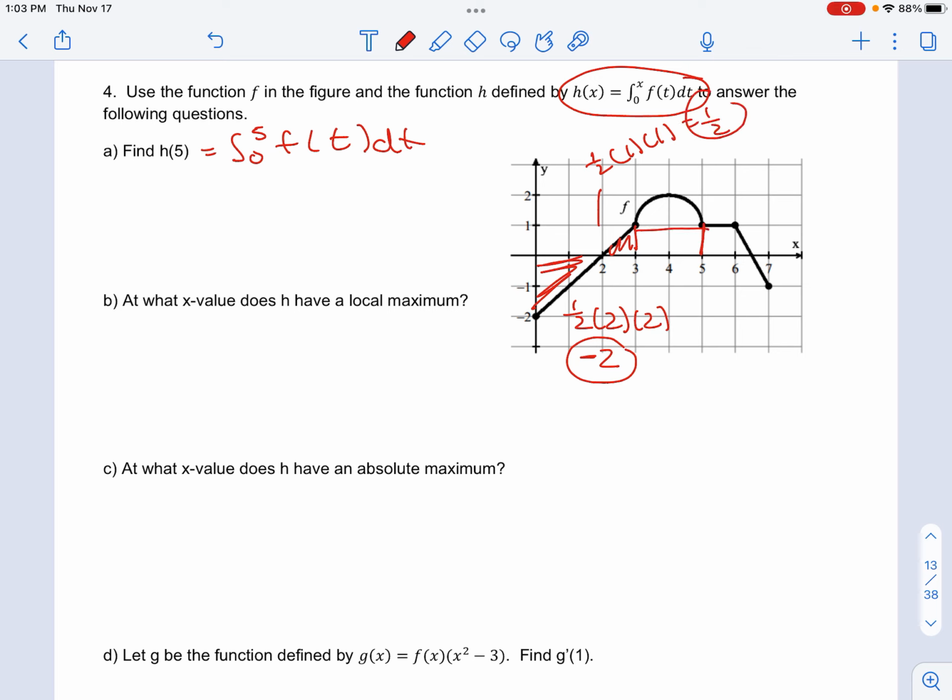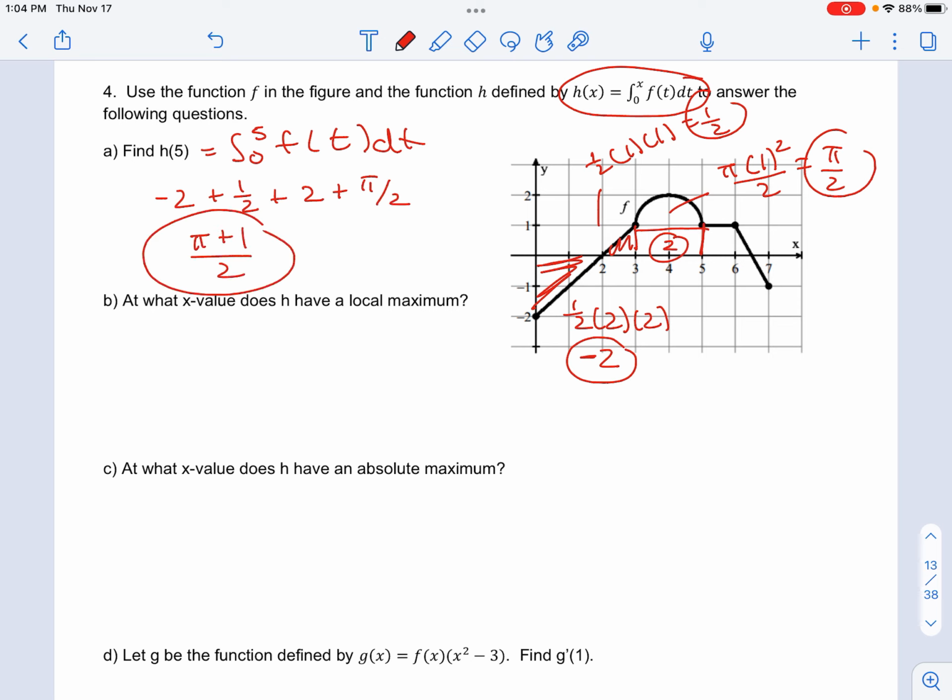This, notice, is just a rectangle that has an area of 2. And then this is a half circle. Radius is 1. So pi r squared divided by 2, which is pi halves. So we just need to add all these pieces together. So I've got -2 plus a half plus 2 plus pi halves. You can leave it like that, or if you simplify it, you get to (pi plus 1) over 2.